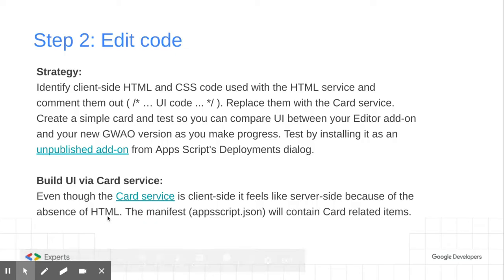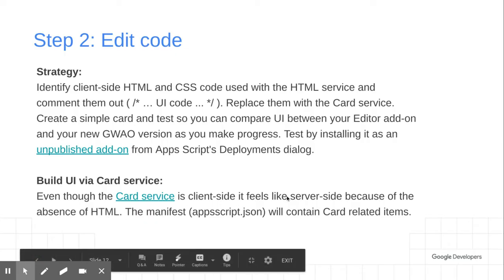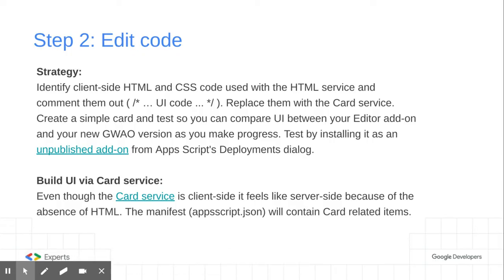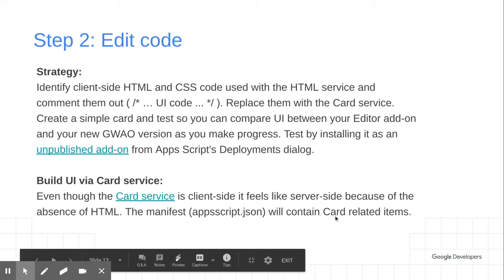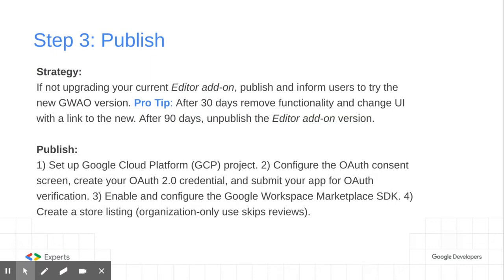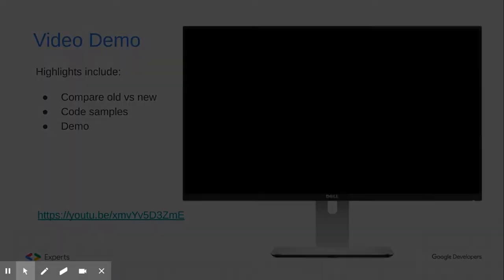with the absence of HTML, it really feels like you're all working on the server side, which is much better. The manifest will contain some card-related items. One thing to highlight: do you remember in the editor add-on, you have this function onInstall, which then invokes onOpen? That's going to be replaced with a manifest where you're going to have the actual function to be invoked from there. And then this is some published information. Let's get into the code.